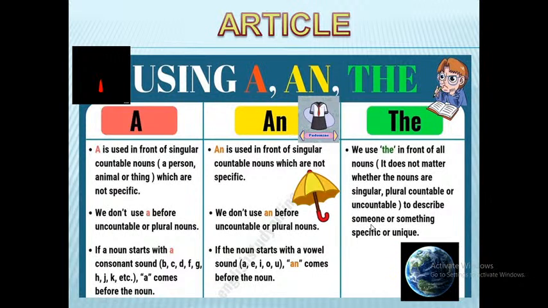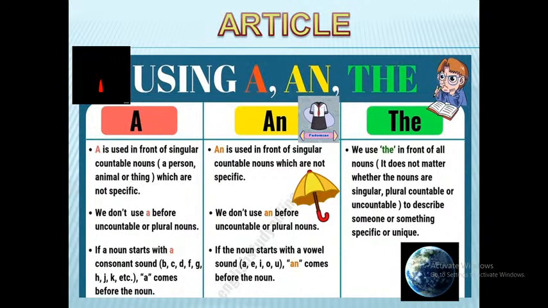Yamuna, the Ganga. You can use the in front of the name of books. For example, the Jungle Book, the Bible, the Quran, the Bhagavad Gita, and you can use the in front of the buildings, the Eiffel Tower and the Statue of Liberty. You can use the in front of the names of mountains and peaks. For example, the Himalaya, the Mount Everest, the Mount K2, the Alps, etc.